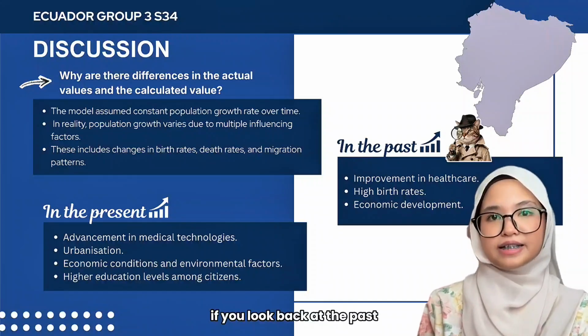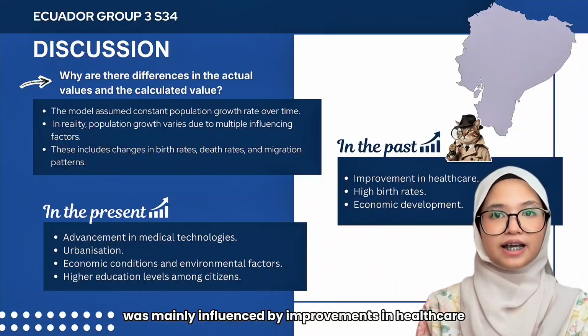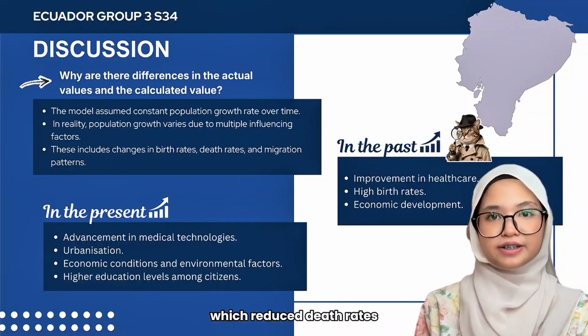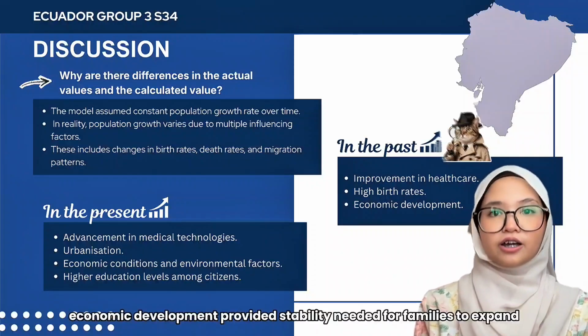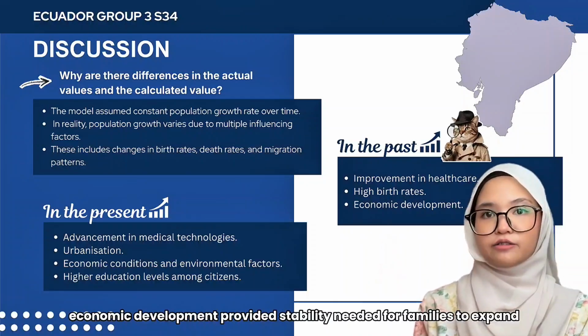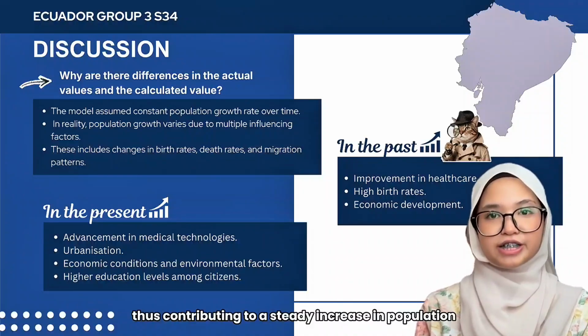If we look back at the past, population growth in Ecuador was mainly influenced by improvements in healthcare, which reduced death rates. This was paired naturally with high birth rates. Not to mention, economic development provided stability needed for families to expand, thus contributing to a steady increase in population.